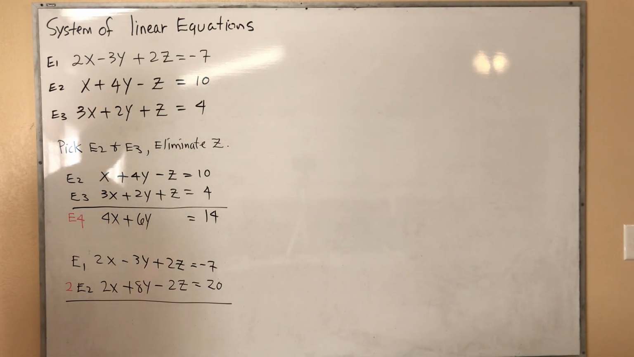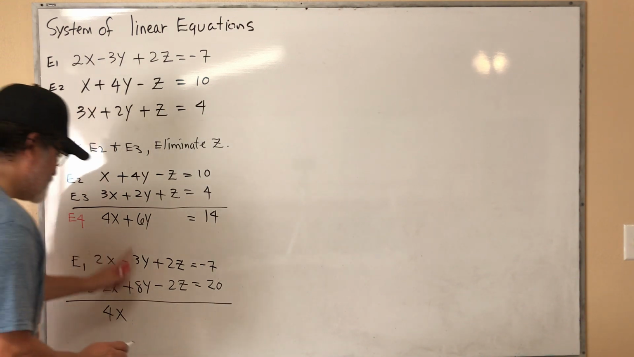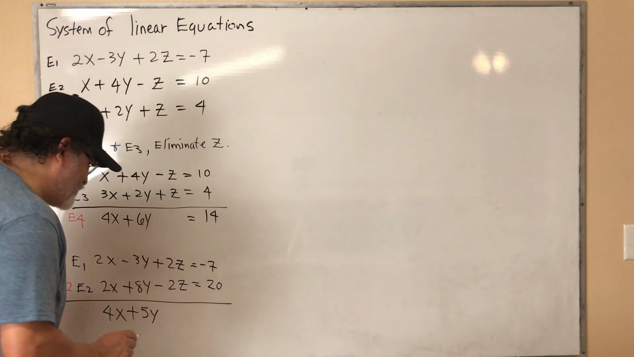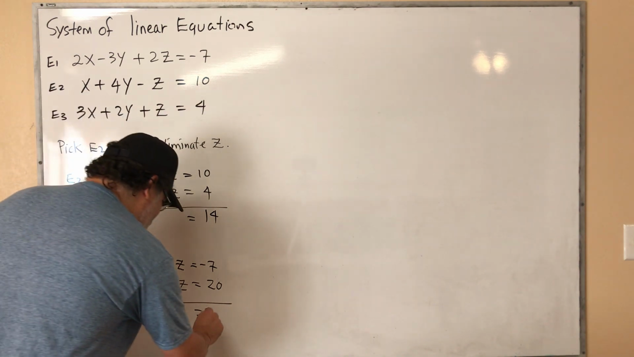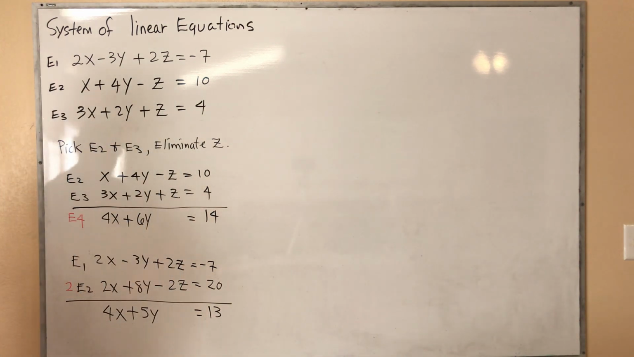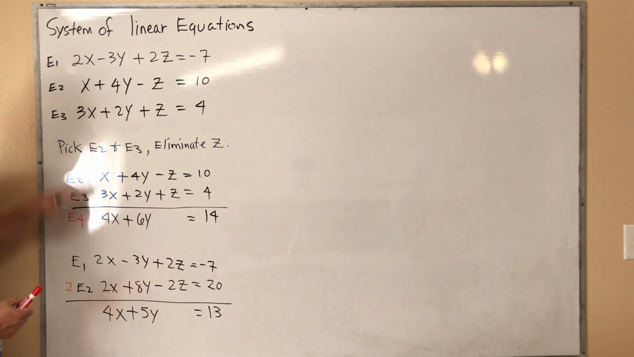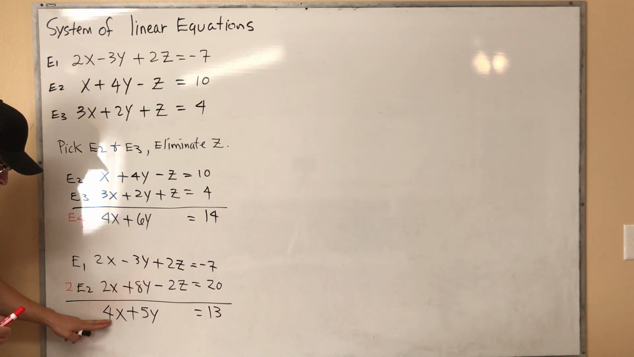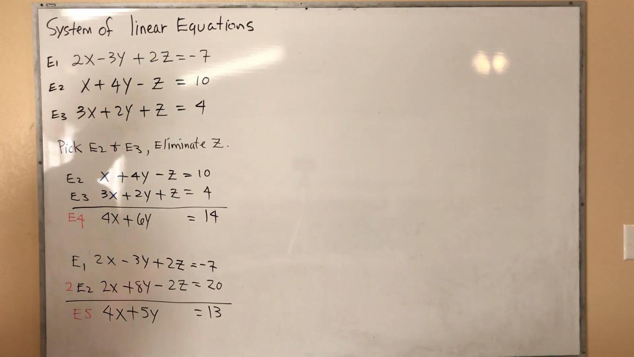Okay? Add them up, and what do we get? This is 4x, and what is this? Plus 5y, and that's 0, and equals 2. What is negative 7 plus 20? 13. Okay, I came up with this one. These are given. I came up with that one. That's equation 4. I came up with this one. This must be equation 5. Okay, very good.